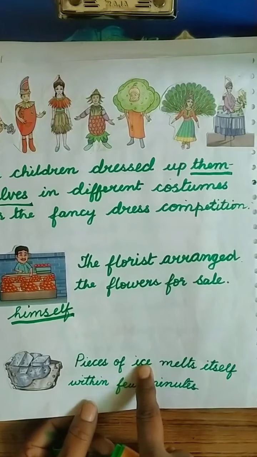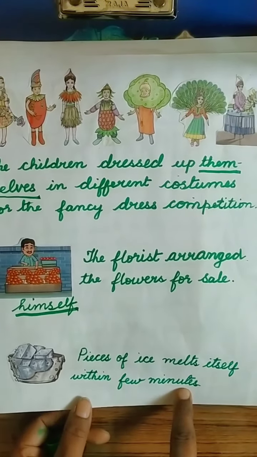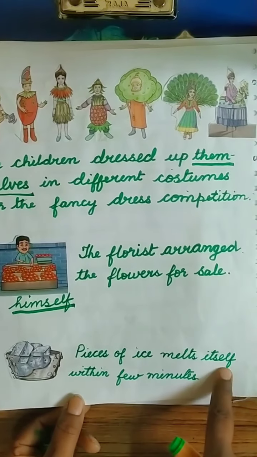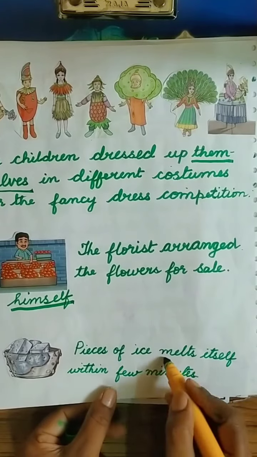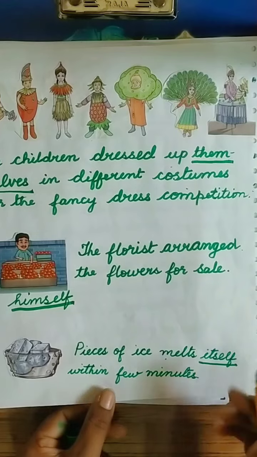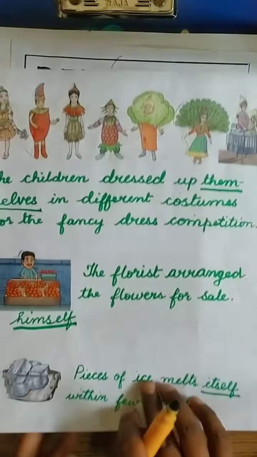Pieces of ice melts itself within few minutes. As we all know, it's a simple example. Pieces of ice melts itself. Melts is the verb and itself is the pronoun. So the pronouns which just come after a verb are called reflexive pronouns.